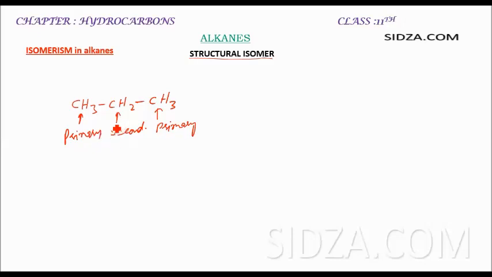Suppose on the primary carbon you replace the hydrogen by a methyl group. What you will get is the molecule CH3, CH2, CH2, CH3. I simply replaced the hydrogen from the primary carbon and got butane. This is n-butane, the normal butane.